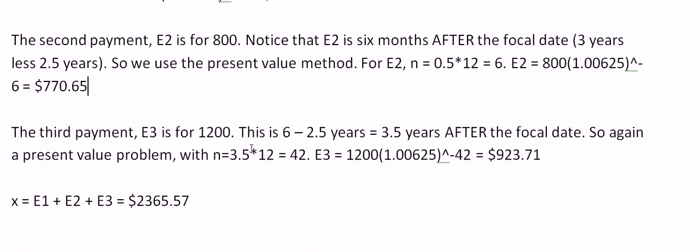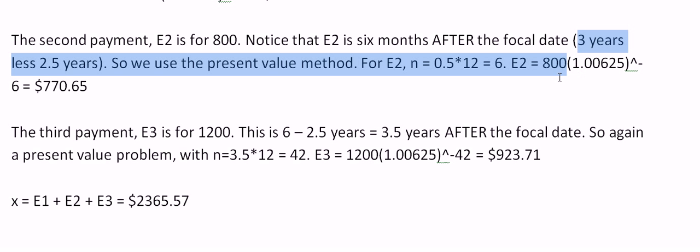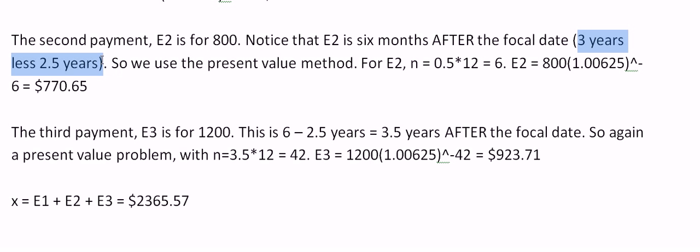We move on to payment E2, which is for $800. Notice that E2 is 6 months after the focal date. The focal date is 2.5 years from now. Payment E2 is due 3 years from now. So the time gap between them is 3 years less 2.5 years, so that's only half a year.